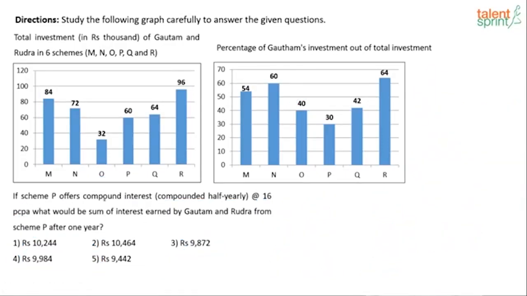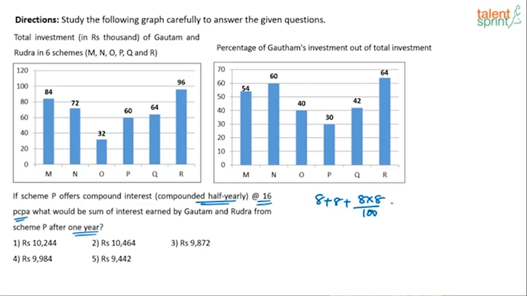Scheme P offers compound interest compounded half yearly at 16% per annum. What will the sum of interest earned by Gautam and Mitra from Scheme P after 1 year? Very, very simple. The rate of interest is 16% per annum. But since it is a half yearly compounding, you should take 8 plus 8 plus 8 into 8 by 100.